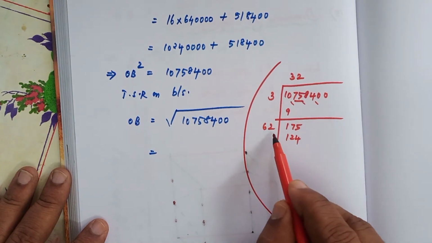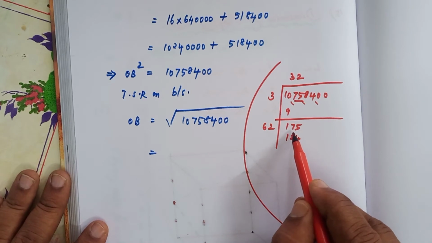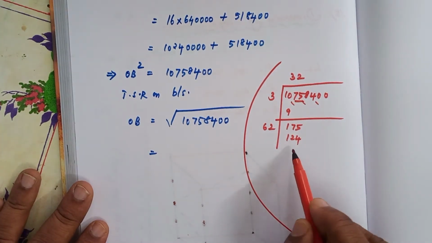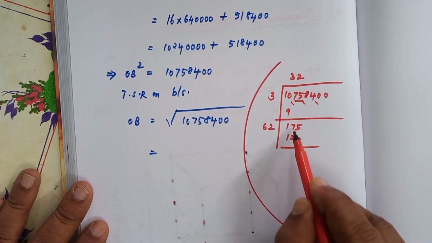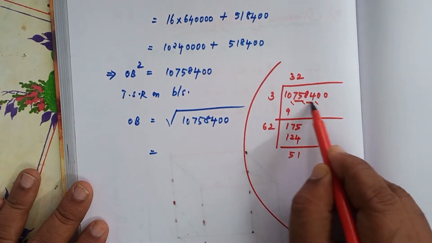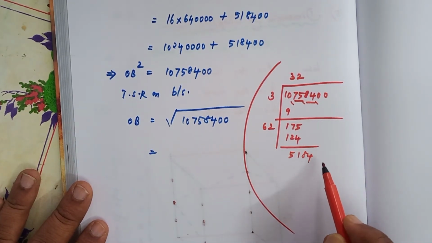If we take 3, here also I have to put 3. 63 into 3 will be exceeding 175. So can go up to 2. Right? Then you have to subtract. 5 minus 4 is 1. 7 minus 2 is equal to 5. Then you have to bring down the next 2 digits, 84.